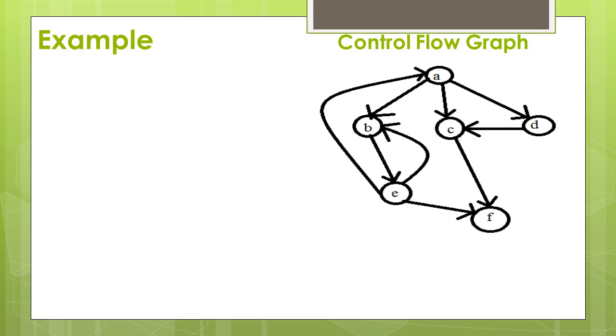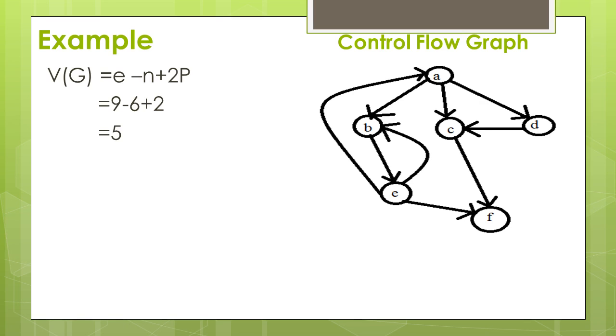This is another example to understand the concept of cyclomatic complexity. Suppose this is a control flow graph for a simple problem. Firstly, using the formula to find the cyclomatic complexity, E minus n plus 2p, where E is edges, n is the nodes, and p is the connected components. For this example, if you count the number of edges, there are 9 edges, 6 nodes, and p is equal to 1. So the cyclomatic complexity is 5.